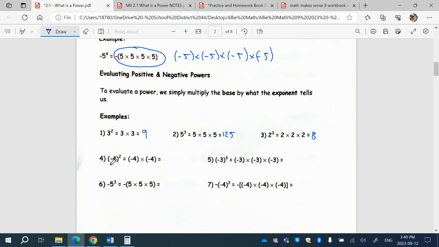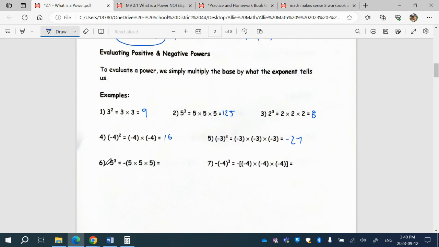And here we have, in brackets, negative 4 to the power of 2. So we have negative 4 times itself. And a negative times a negative is a positive, so that's 16. Here again, we have a negative 3 in brackets to the power of 3. So this is a negative 3 times itself 3 times. So negative 3 times negative 3 times negative 3. Negative 3 times negative 3 is a positive 9. And positive 9 times negative 3 is negative 27.